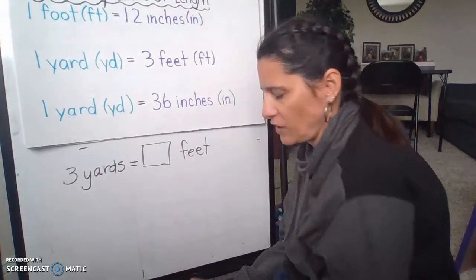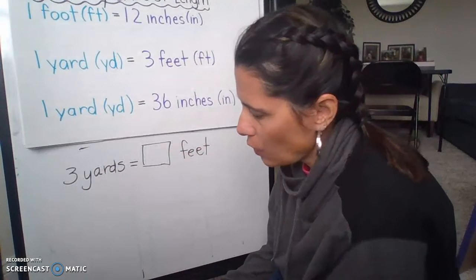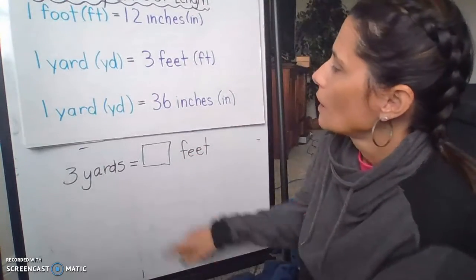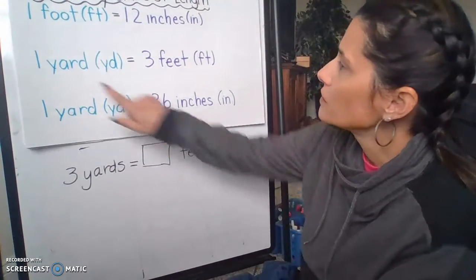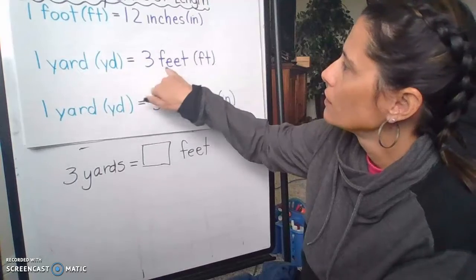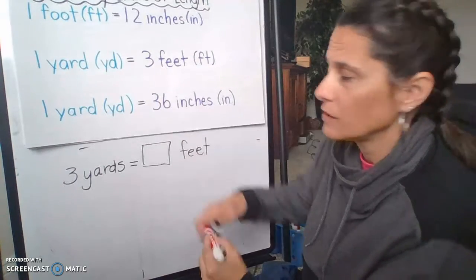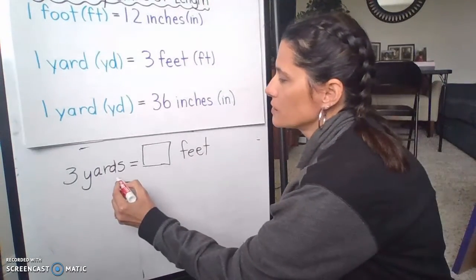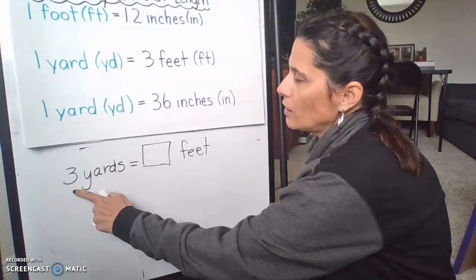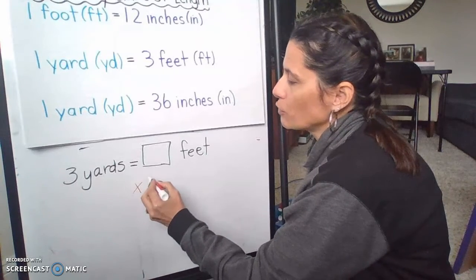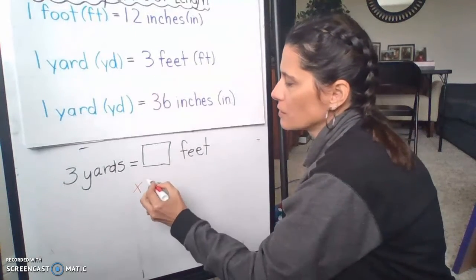I want to know how many feet that is. So then I go up to my chart. I need my yards to my feet. Okay, so 1 yard equals 3 feet. So my thought on this, I don't have 1 yard, so I know it's going to be groups of 3 feet.